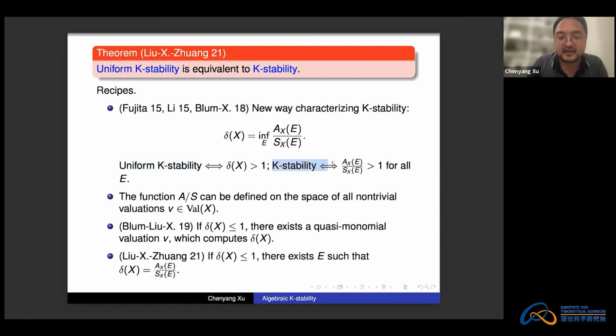K-stability is equivalent to saying each value is at least 1. So you have to prove that each value is at least 1. So it's larger than 1, which implies its infimum is larger than 1. In other words, you have to show that this infimum is realized by some valuation. Again, you can think about this infimum as taken in some non-Archimedean world.